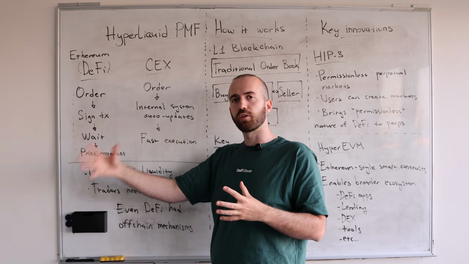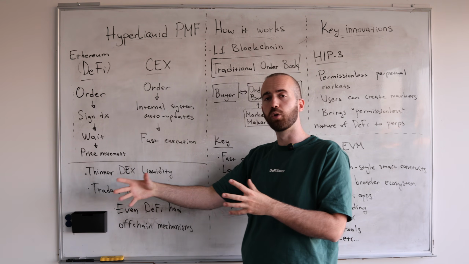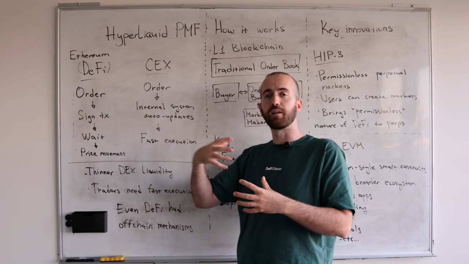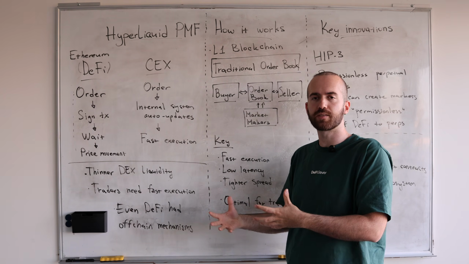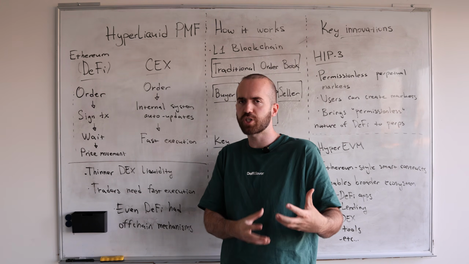So you're interacting with an automated market maker, a liquidity pool that can result in slippage, in price movement, and again, it's not going to be instant. So a lot of downsides as compared to just using a centralized exchange.